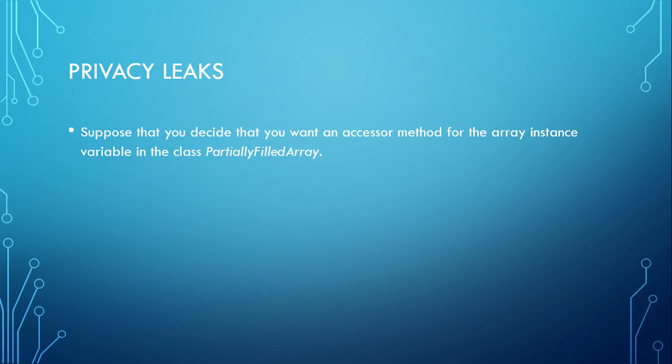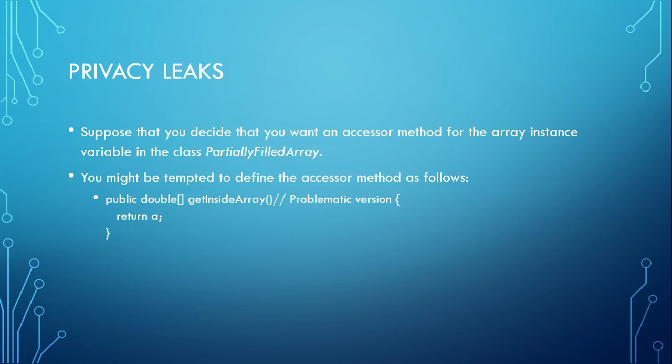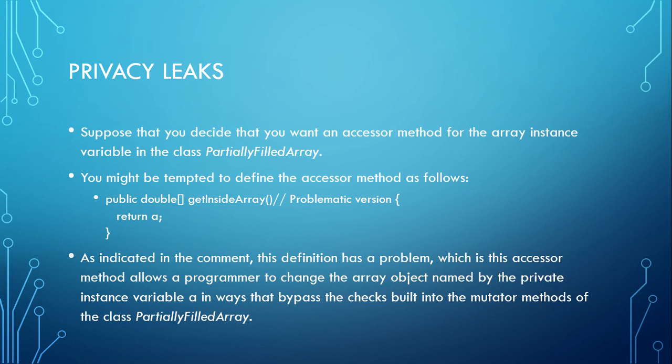Suppose that you decide you want an accessor method for the array instance variable in the class PartiallyFilledArray. You might remember that class that we had a while ago. You might be tempted to define the accessor method as follows: public double[] getInsideArray() { return a; }. Notice this is a problematic version. As indicated in the comment, the problem is that the accessor method allows the programmer to change the array object named by the private instance variable a in ways that bypass the checks built into the mutator methods of the class PartiallyFilledArray.